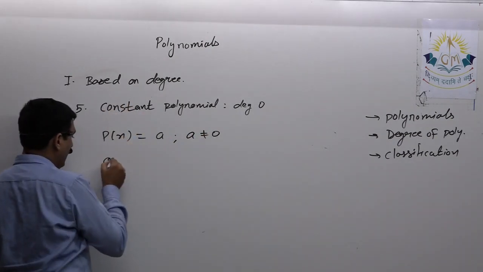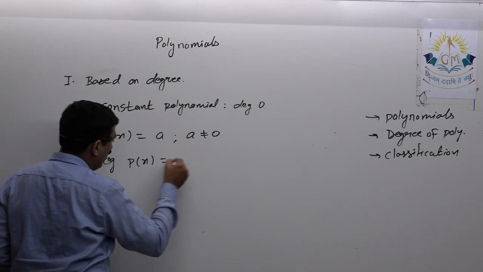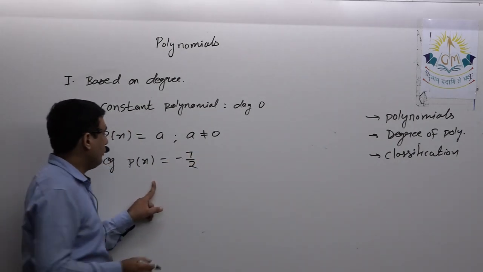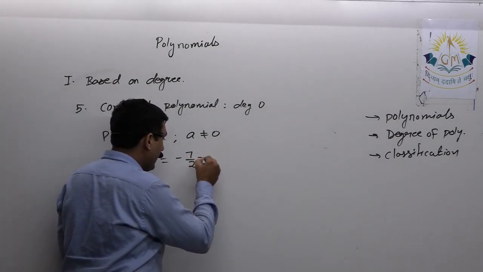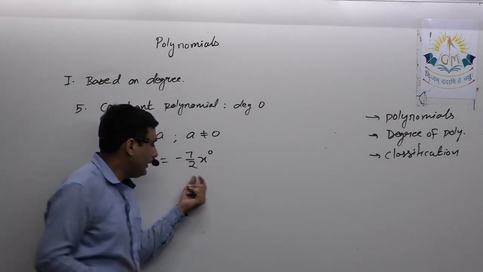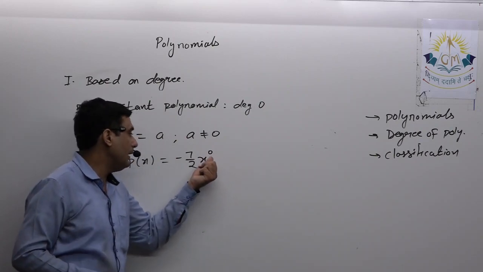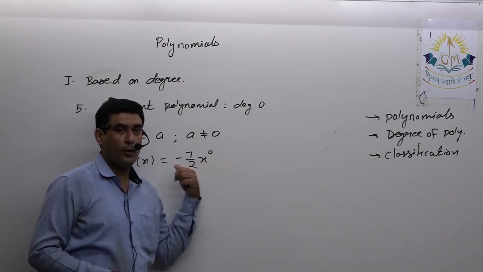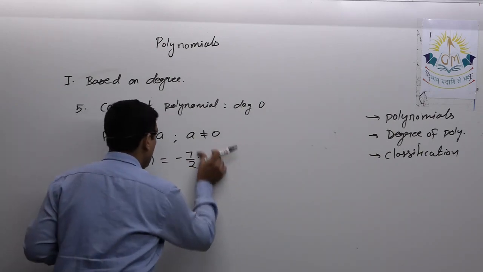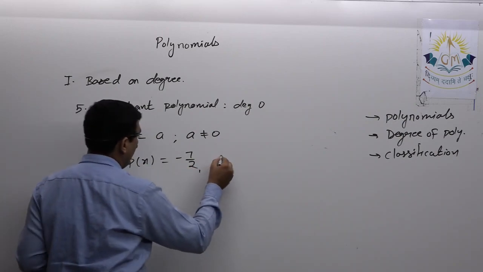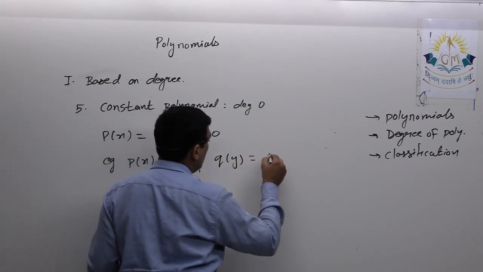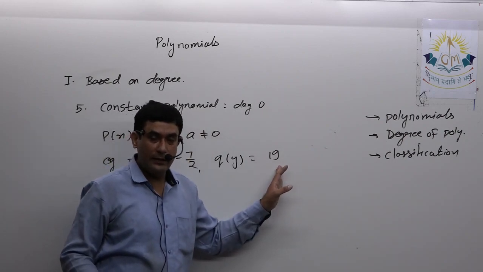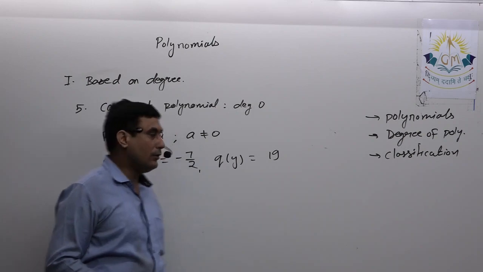For example, if I write p(x) is equal to minus 7 upon 2, it's a constant polynomial, because this further can be written as minus 7 by 2 into x raised to 0. So here you can see the maximum power of the variable is 0. So degree of this polynomial is 0. Okay. Another example, if I write q(y) is equal to 19. This is again a constant polynomial. Here I can write 19 into y raised to 0. This should not be 0.